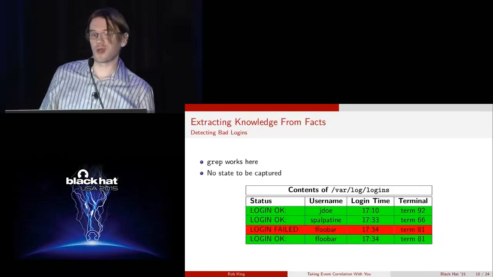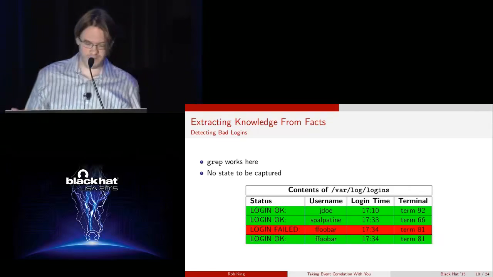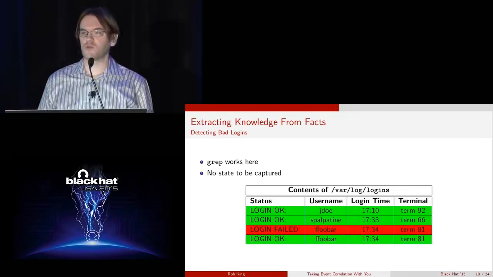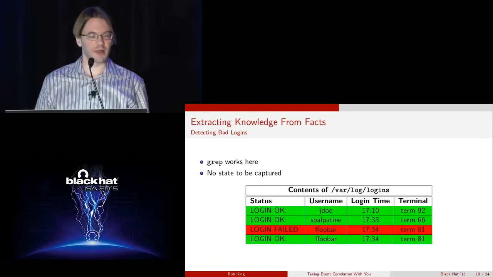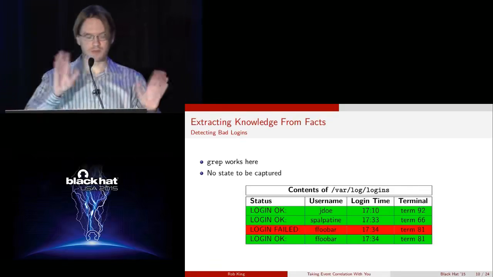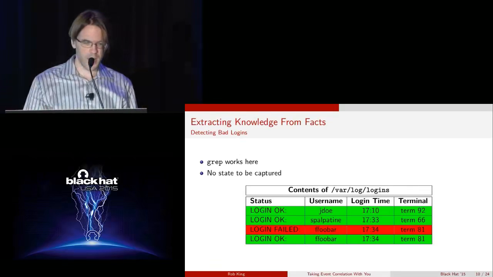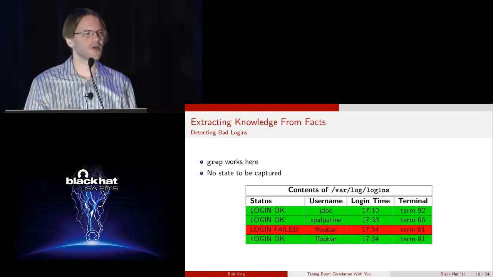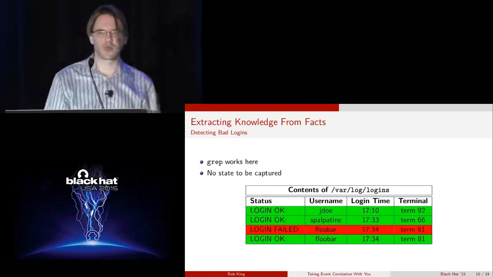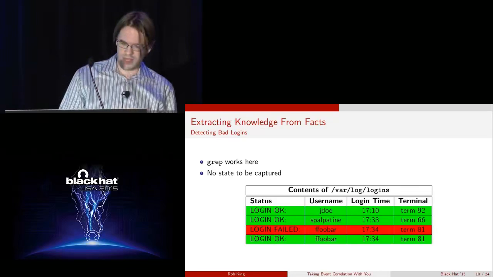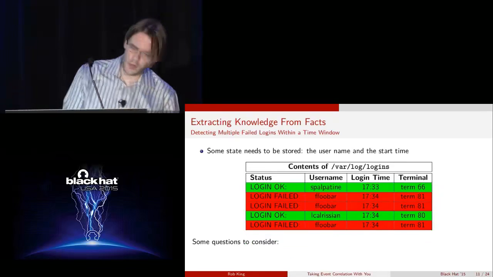You're correlating events there, but it's just one event at a time, which is fine. And I'm a big fan of doing the least amount necessary. I'm very lazy. So if grep works, more power to you. Please use grep. But that's not what I'm talking about when I say complex event correlation. So let's make it a little bit more complex.